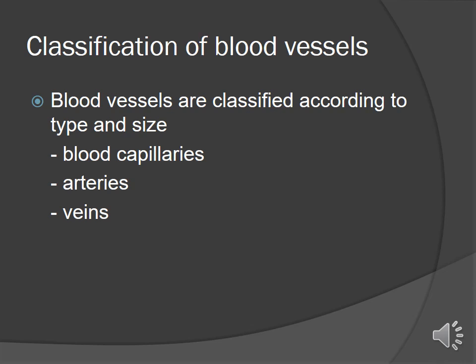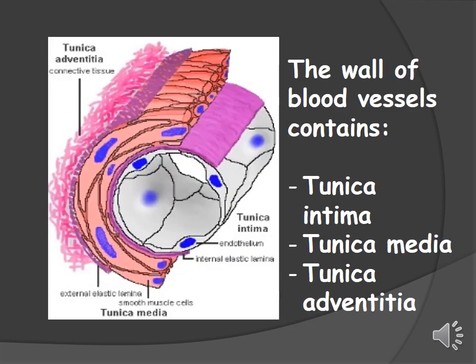The vessels constituting the cardiovascular system are arteries, veins, and capillaries. The walls of arteries and veins are composed of 3 layers called tunics. The 3 layers of the vascular wall from the lumen outward are the following: tunica intima, tunica media, and tunica adventitia.